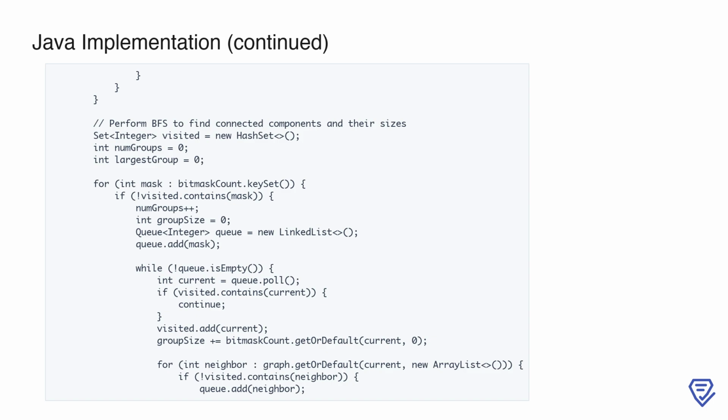We increment the numberGroups counter and initialize the group size to 0. We then perform a BFS using a queue, starting with the current bitmask. During the BFS, we pull a bitmask from the queue, check if it's already visited, and if not, we mark it as visited and add its count from bitmaskCount to the group size. We also add all its neighbors in the graph to the queue, provided they haven't been visited yet. This ensures we traverse all connected bitmasks for the current group.